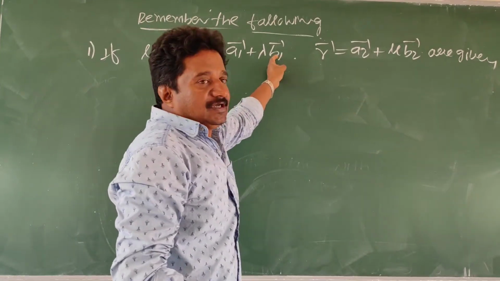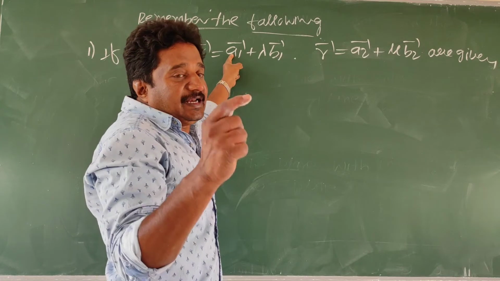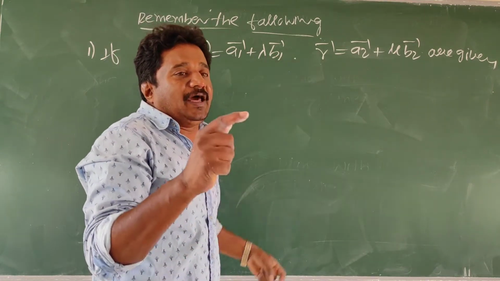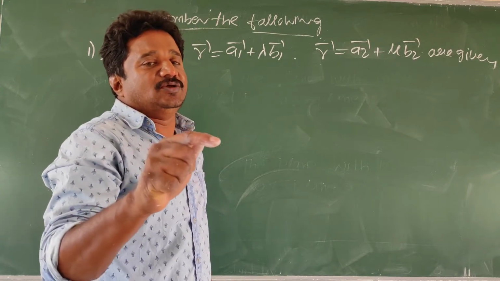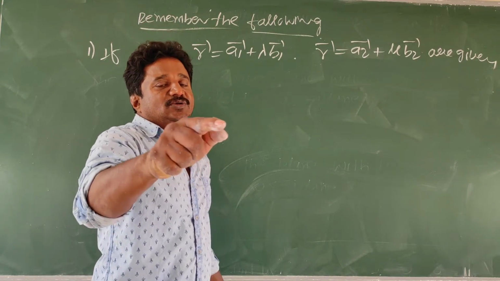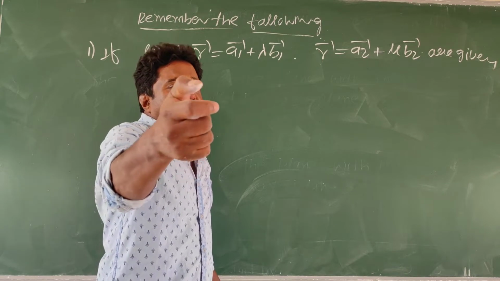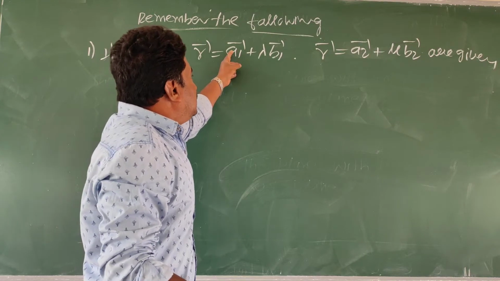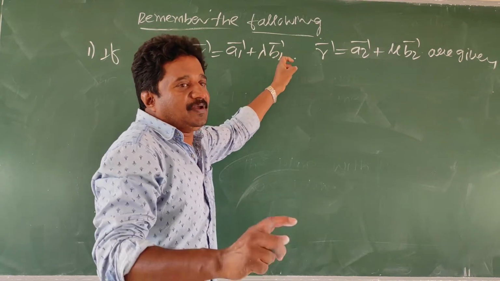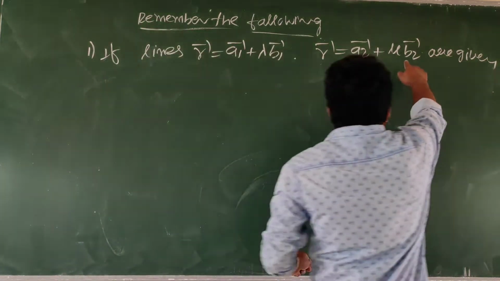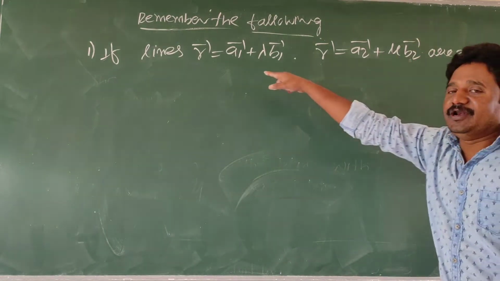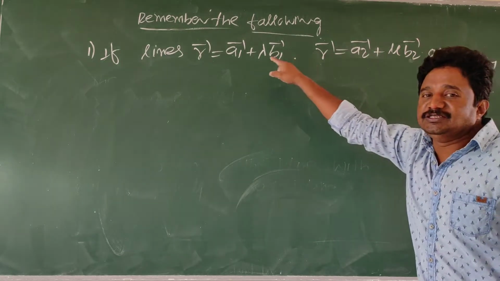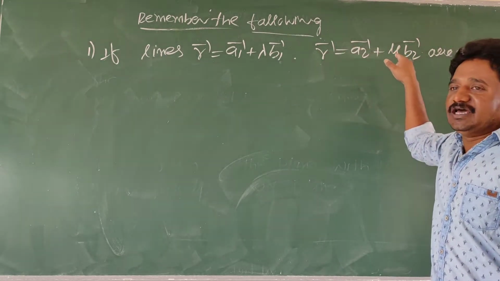So in lines, what is vector a1? It represents a point on the line. What is vector b? The parallel vector, parallel to the line. You have seen that in the derivation. Here b2 is the parallel vector. If lines are given, parallel vectors are available.